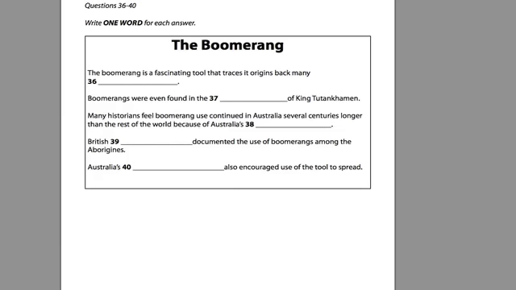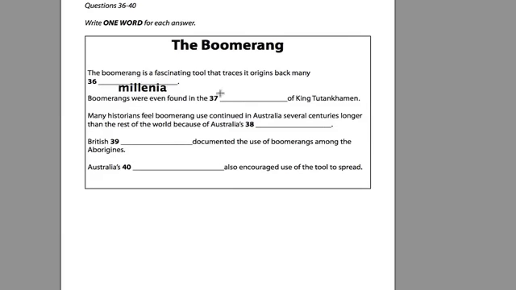Okay, that's the end of the listening. So, one-word answers: traces its origins back many, and I believe he gives the example of thousands of years ago. So this would be many millennia. The single word that would mean thousands of years.